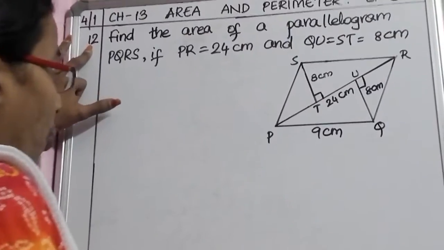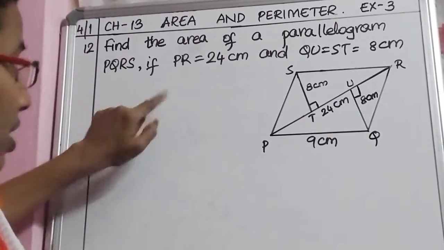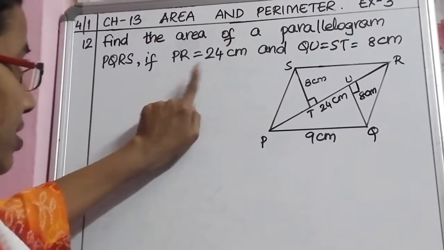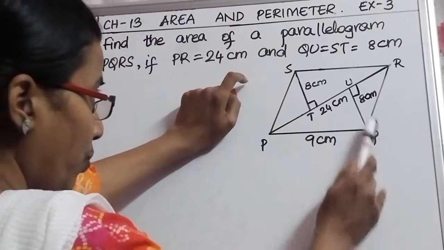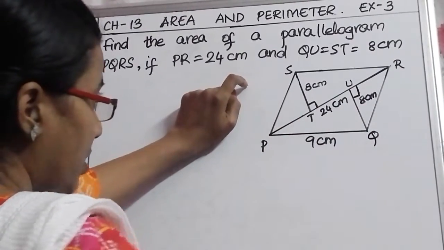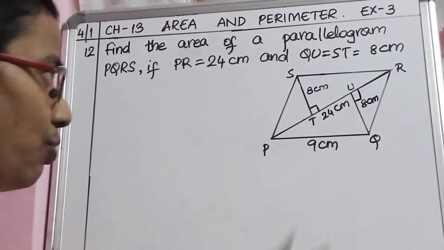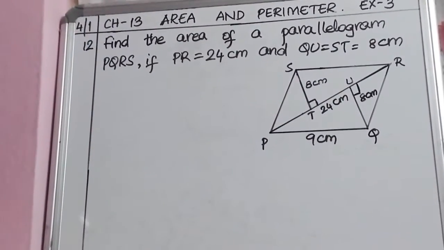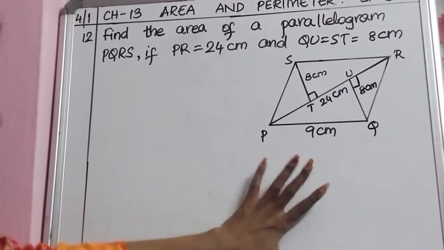Let's do the 12th problem. Find the area of a parallelogram PQRS if PR is equal to 24 centimeters and QT is equal to 8 centimeters. We have to find out the area of the parallelogram. You know that the formula for finding out the area of a parallelogram is base into height.